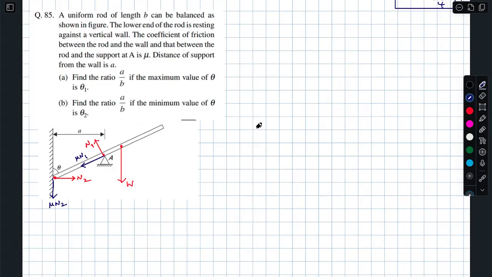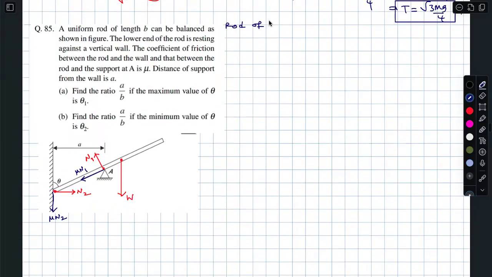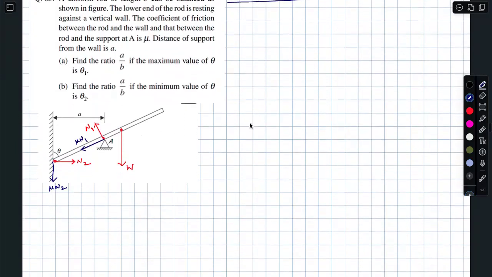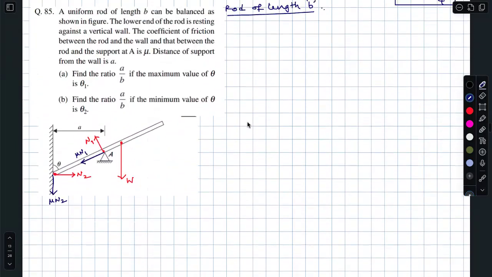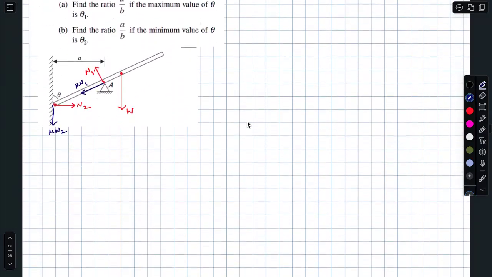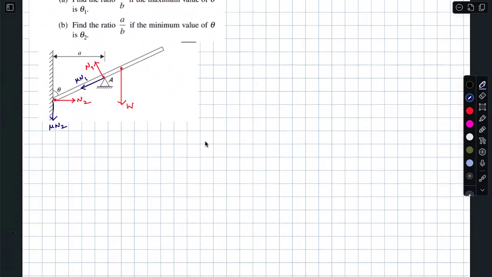A rod of length B. Okay. The first part of the question is a free body diagram. Now sigma Fx equals 0: N2 is the only horizontal force, N2 rightwards.